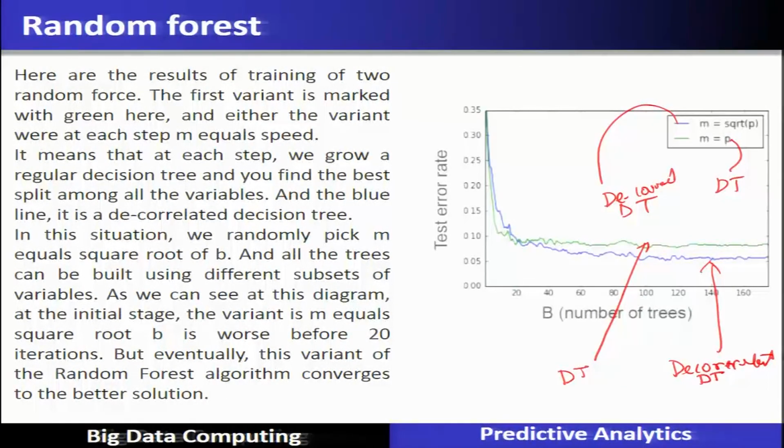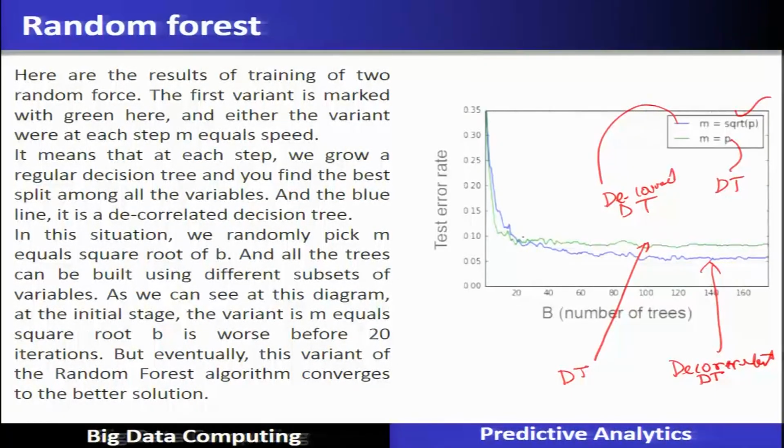So, the green line means that at each step we grow the regular decision tree and find the best split among all the variables, and the blue line is the decorrelated decision tree. In this situation we randomly pick m equals square root of b, and all the trees can be built using different subsets of variables. As we can see in this diagram, at the initial stage the variant m equals square root of b is worse before 20 iterations.